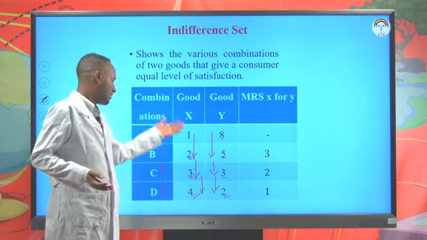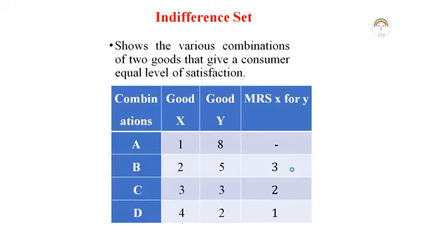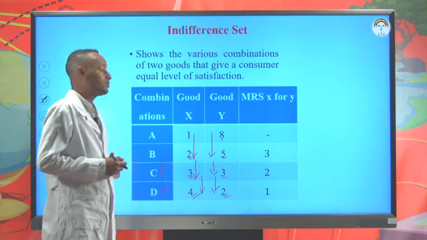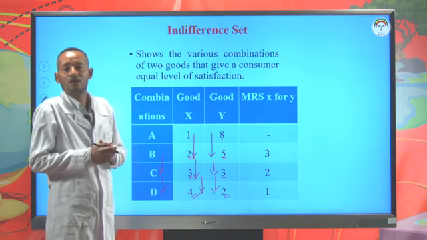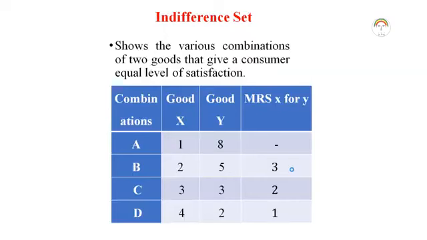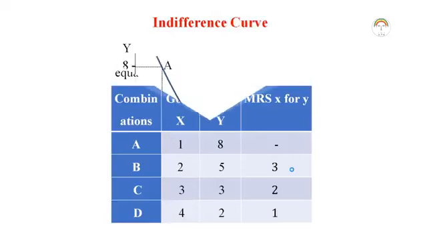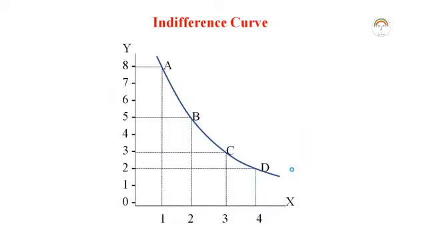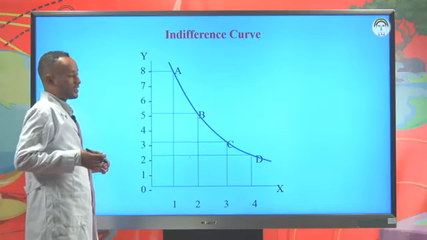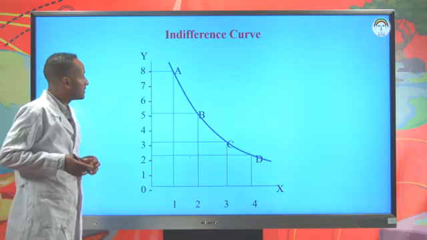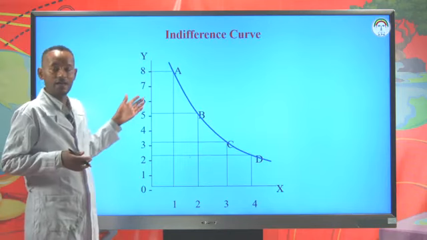No. I would rather consume 4 units of orange and 2 bananas. In this case, the consumer will be indifferent. This is the case that leads to the indifference set. Now, let's represent the indifference sets on a curve called the indifference curve.